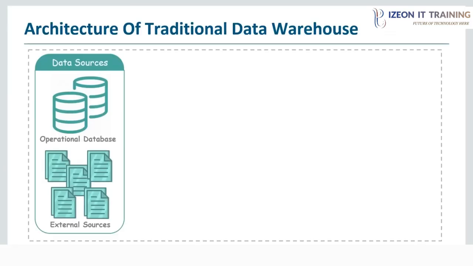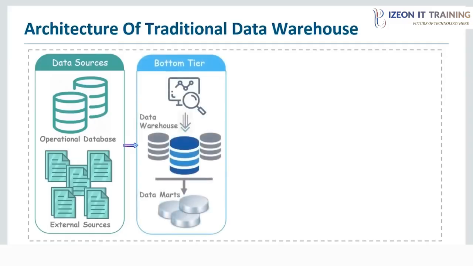So, this traditional data warehouse follows a simple three-tier architecture. To begin with, we have the bottom tier. In the bottom tier, we have a warehouse database server, or you can say a relational database system. In this tier, using different kinds of backend tools and utilities, we extract data from different sources and then cleanse the data and transform it before loading it into the data warehouse.